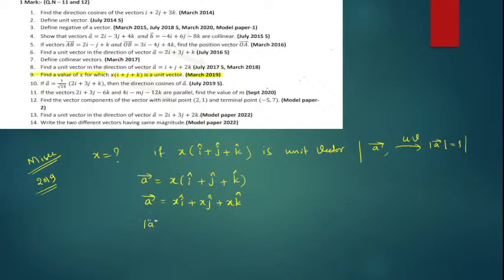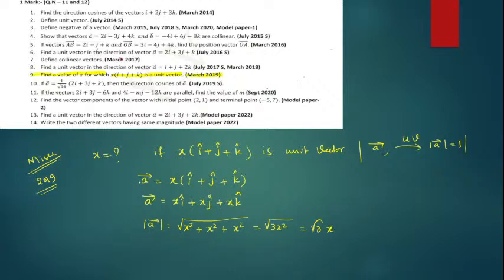The magnitude of a is simply the square root of i component square, j component square and k component square, nothing but x square plus x square plus x square. So you will get root 3 times of x square, that is equal to root 3 times of x. This is the magnitude of a vector.